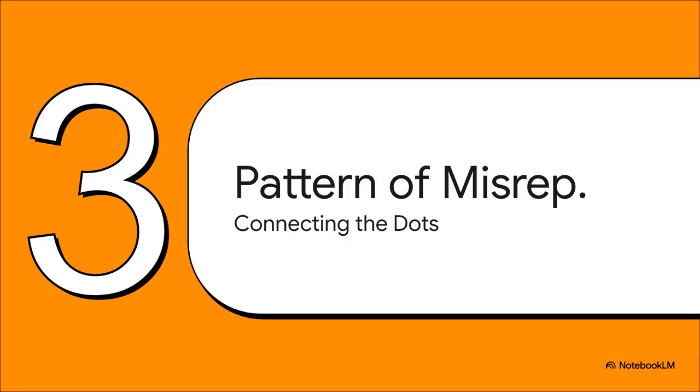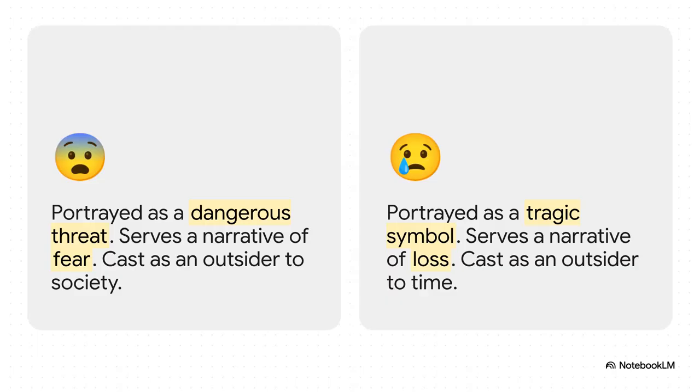So we have these two really different examples, right? A modern threat on one hand and a tragic symbol on the other. But what's so interesting is that when you put them side by side, you see they reveal the exact same pattern of misrepresentation. Just look at this comparison. It doesn't matter if a group is cast as a villain to serve a story about fear or as a silent symbol to serve a story about nostalgia, the result is identical.